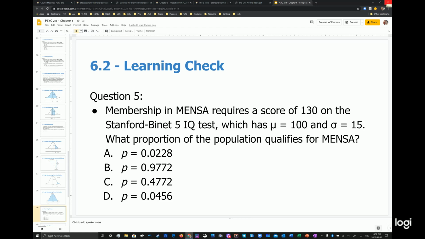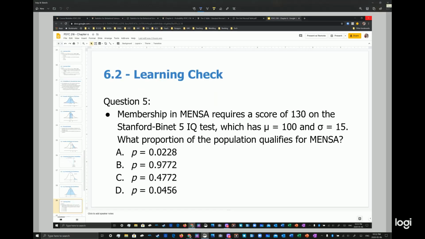So here are some final learning check questions. Membership in Mensa requires a score of 130 on the Stanford-Binet 5 IQ test. That test has a distribution with a mean of 100 and a standard deviation of 15. So what proportion of the population qualifies for Mensa? Again, you can pause and try it yourself. We'll work through this problem together right now.